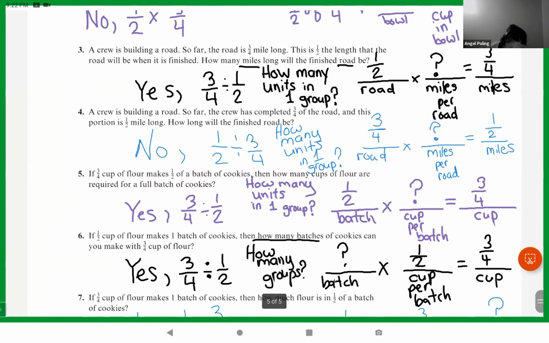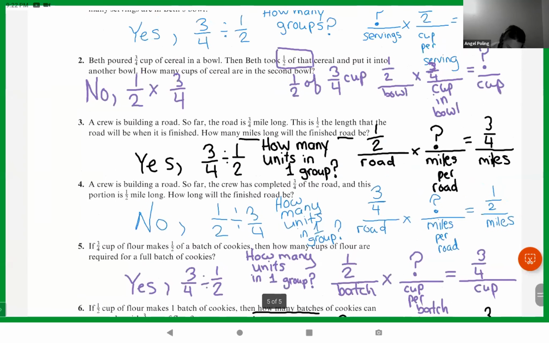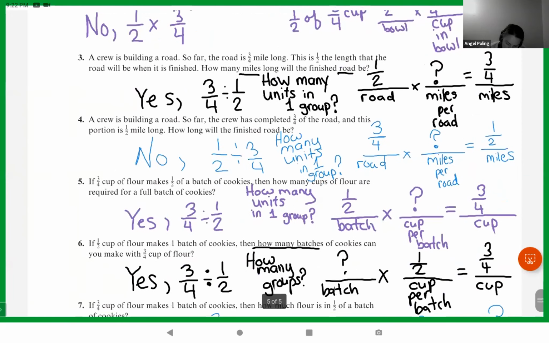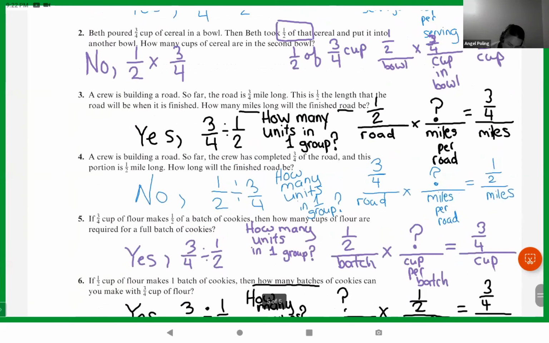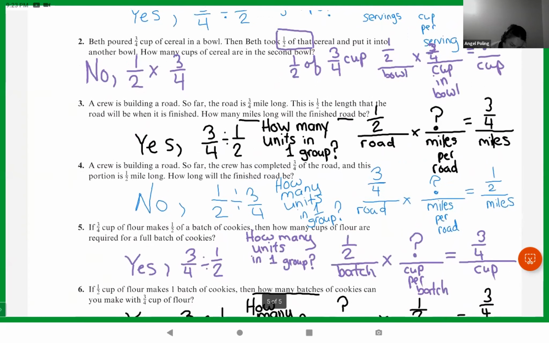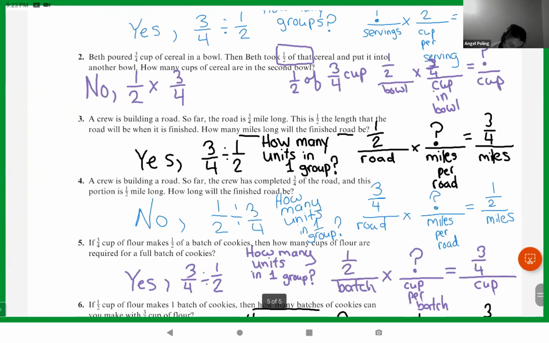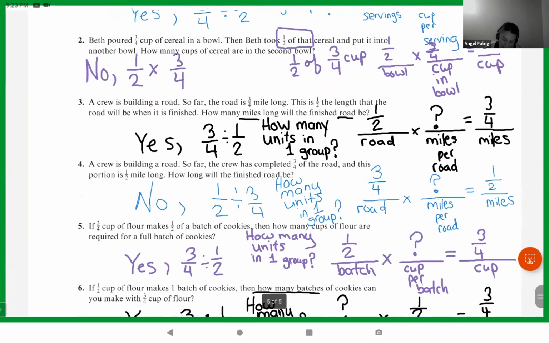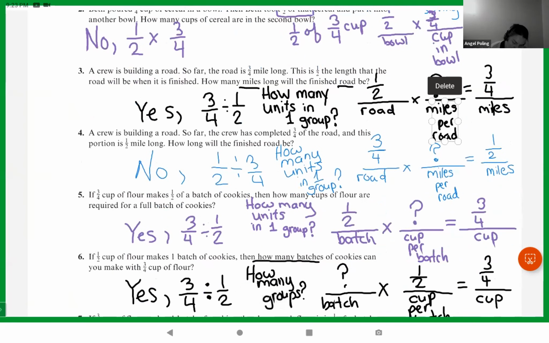In our yeses, we have 2 that are how many groups, and 2 that are, let's see, is there 2? And 1 that is a how many in one group. Oh, look, there's the second one. Number 3 and 5 are how many units in a group. So we have a couple examples of questions that are the same numbers and styles of division, right? So that's always really useful.